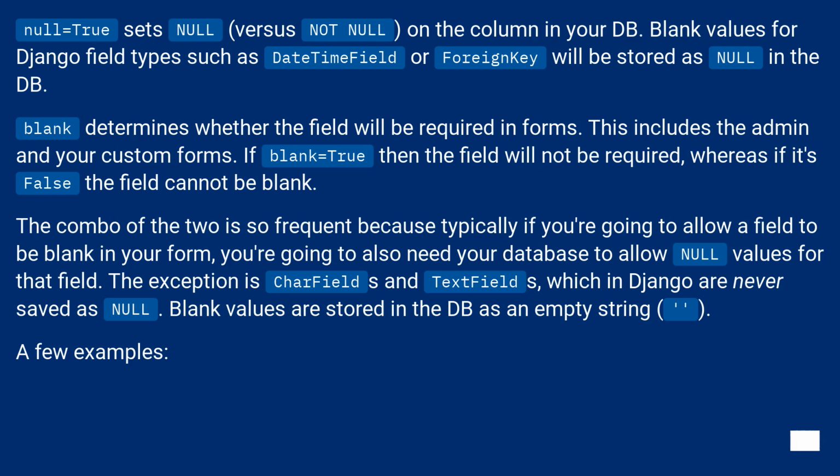The combo of the two is so frequent because typically if you're going to allow a field to be blank in your form, you're going to also need your database to allow null values for that field. The exception is char fields and text fields, which in Django are never saved as null. Blank values are stored in the DB as an empty string. A few examples.